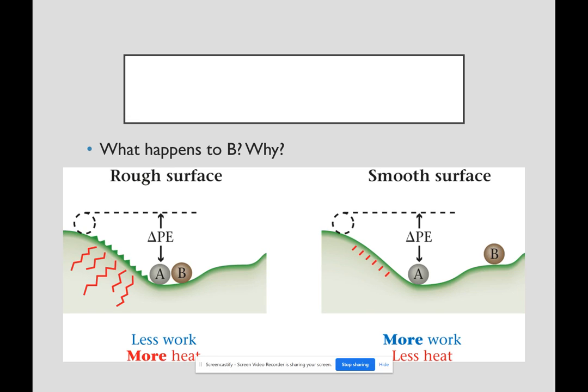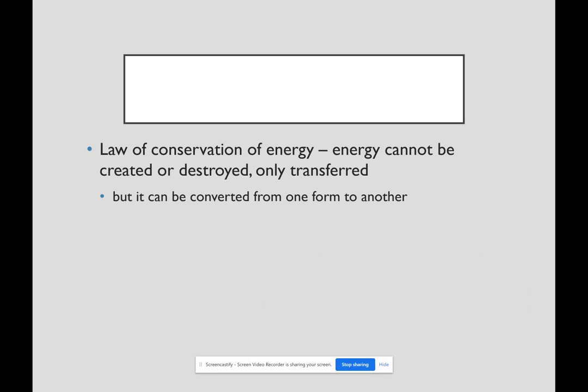Whereas if it was a smooth surface, it would be able to do more work on B because it would lose less energy to heat. So it would push B farther. But notice here, work and heat will change depending on the surface. But the change in energy is the same regardless of the surface. Ball A at the top of that hill has a certain amount of energy. How that energy is transferred, though, whether it's as work or heat or both, depends on the surface.